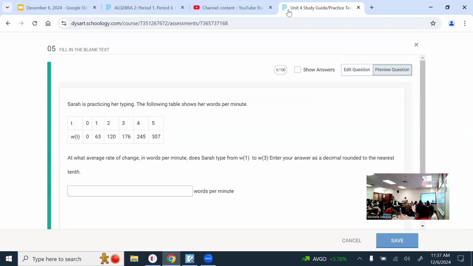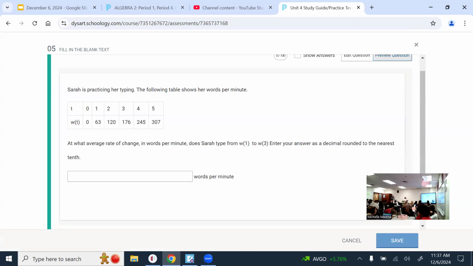Okay. So Sarah is practicing her typing. I do want to make a change. We can leave it actually. Sarah is practicing her typing. The following table shows her words per minute. At what average rate of change in words per minute does Sarah type from W of 1 to W of 3? Enter your answer as a decimal rounded to the nearest tenth.